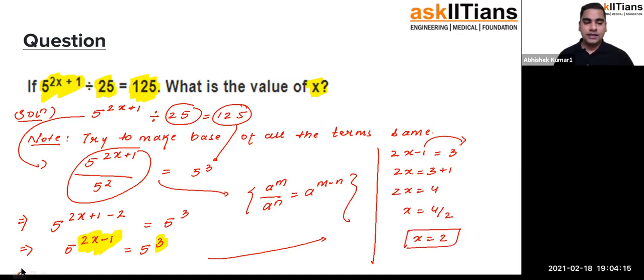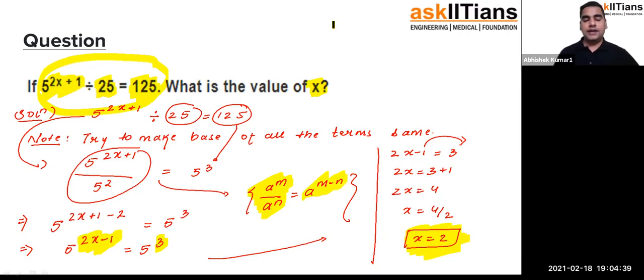So what does it mean? It means that the value of x must be equal to 2 for this particular equation to hold true. All right. And which property did we use here? We use this rule of exponent, which says that when you have this kind of form, a raised to the power m by a raised to the power n, you can always write it as a raised to the power m minus n.